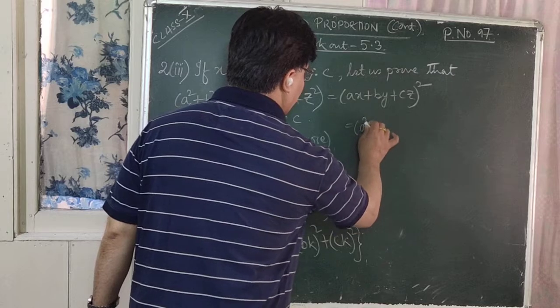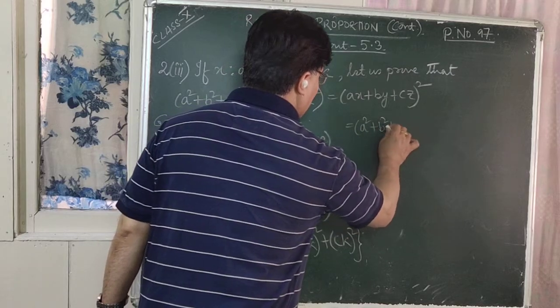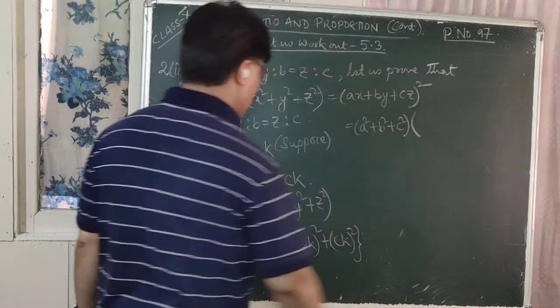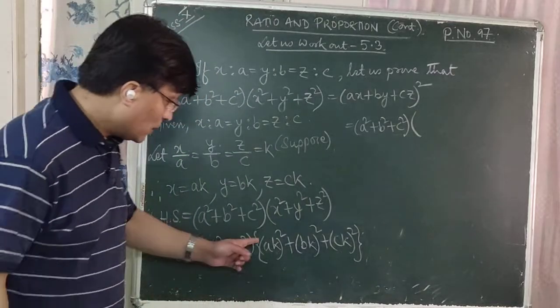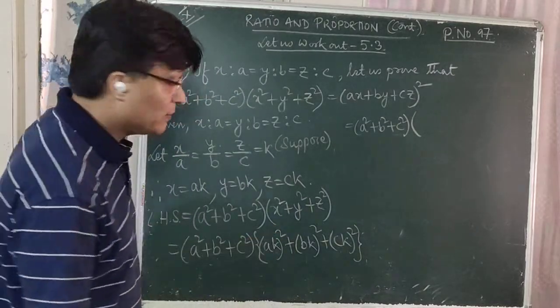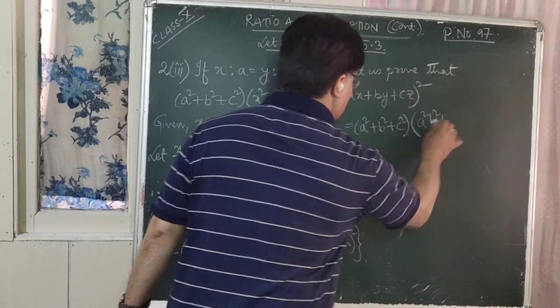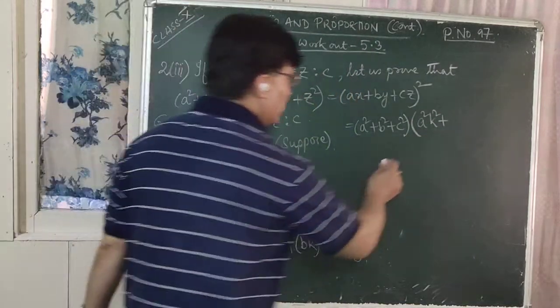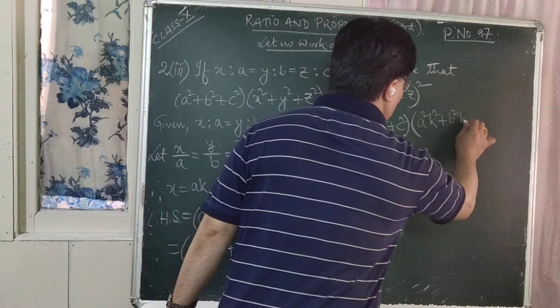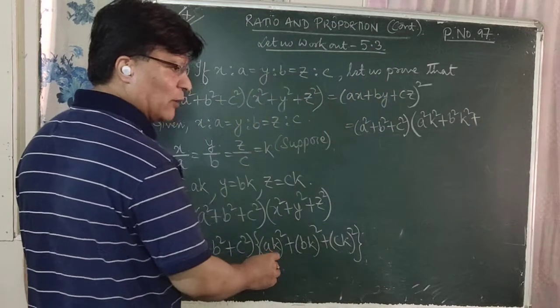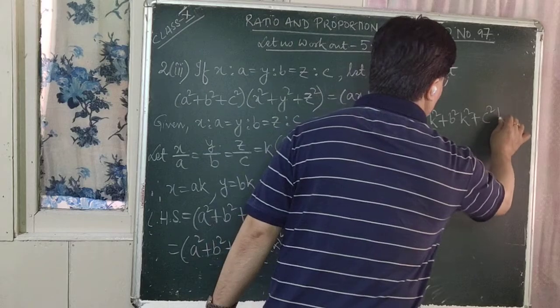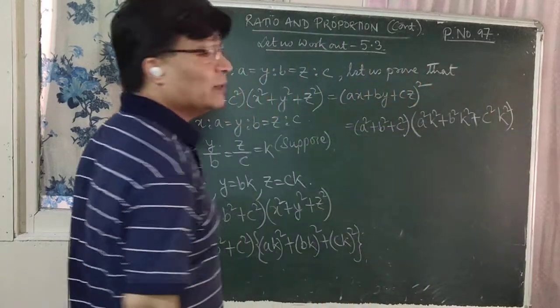It is equal to a square plus b square plus c square, then within bracket let us simplify it. What is ak whole square? That is a square k square plus, what is bk whole square? b square k square plus, what is ck whole square? It is c square k square, right? So let us simplify it now.